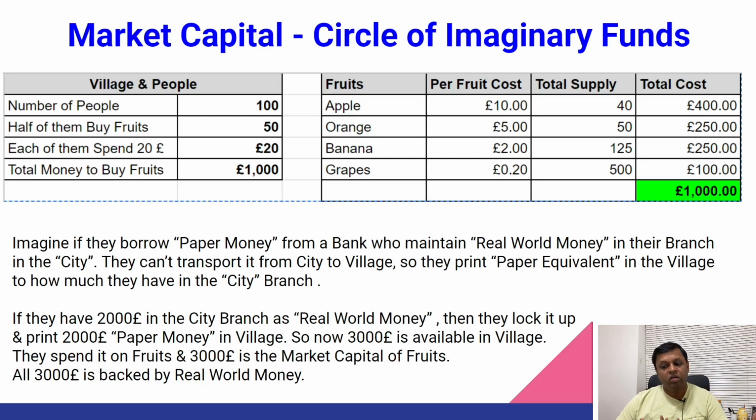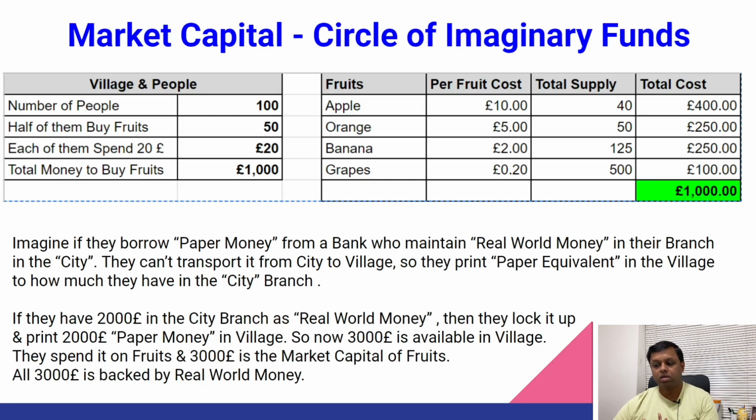So the village people accepted, let's say, and if they have 2,000 rupees in the city branch as real world money, they can lock it up in a locker, and then say, okay, I'll print paper money equivalent to issue it because I already have that money. So consider this as the equivalent. I will accept it, and we will all accept it. And there's a consensus. So now, apart from the 1,000 pounds that they had, there is 2,000 pounds more paper money being issued, which is in real world money, because they have real world backing for it.